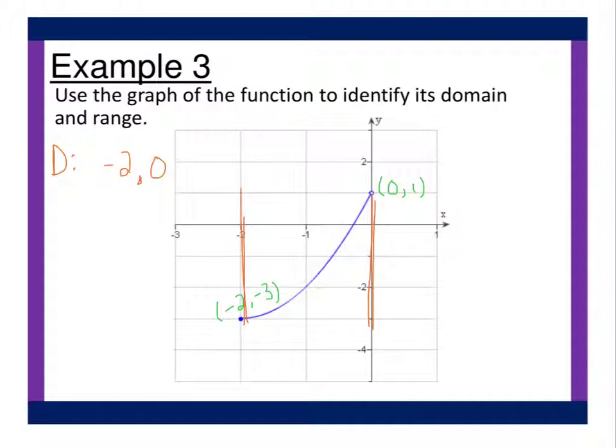Our -2 has a closed dot, so it gets a bracket, and at 0, that's an open dot, so it gets a parenthesis. For our range, we would do the same thing, but with our y values. Now we're talking about up and down. So from here to here is our range. That bottom value is going to be -3. It's a closed dot, so bracket. And it goes all the way up to our y value of 1, where it's not equal to, because it's an open circle, even though I kind of covered it up. So -3, 1.